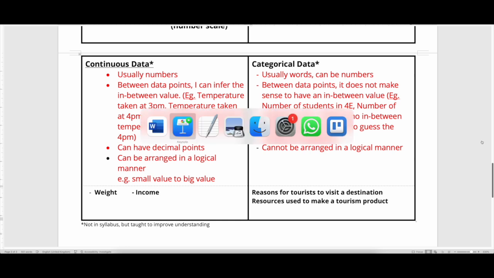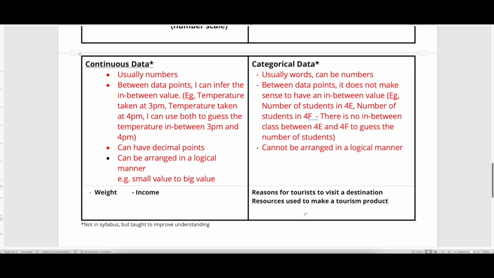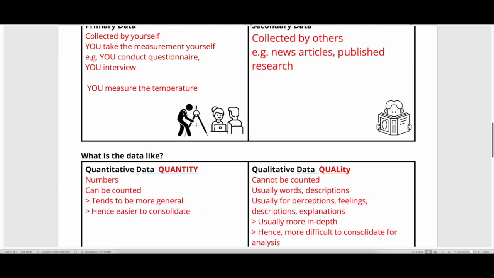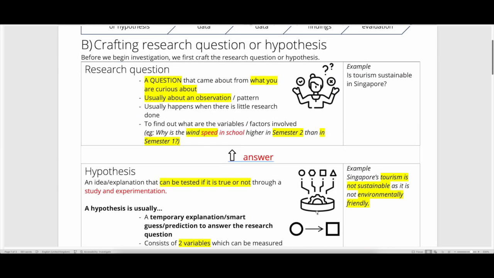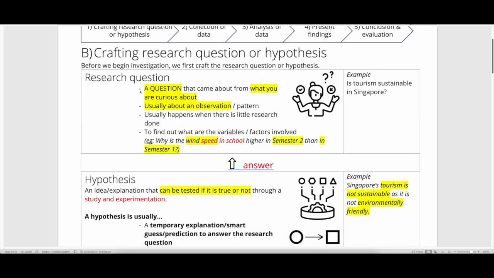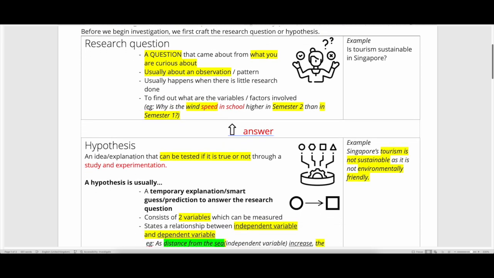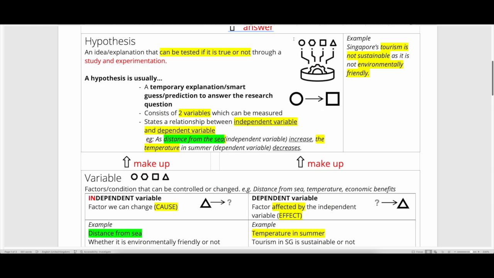Okay, so question time. Done. Now that we have gone through quite a lot of terms. Firstly, at the first step of a fieldwork, we need to know what we are investigating. So it starts with a research question. What are we curious about? We will then come up with a hypothesis to temporarily answer this research question. And this hypothesis is a way to show what are the variables involved, what is the relationship involved, and which is the independent variable and which is the dependent variable, right?